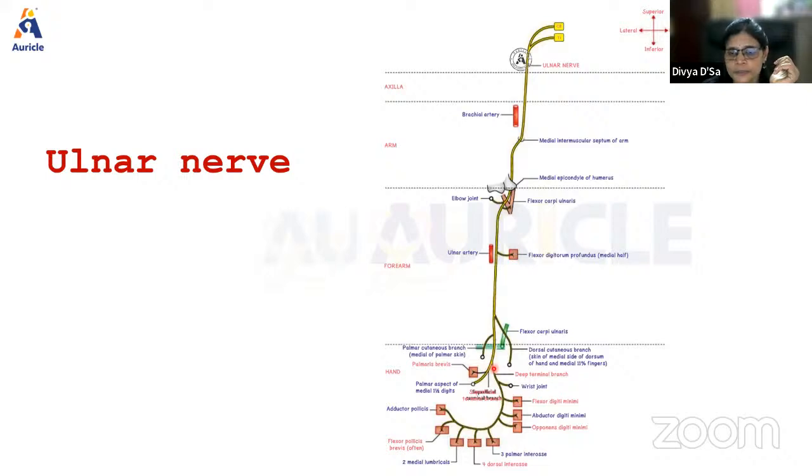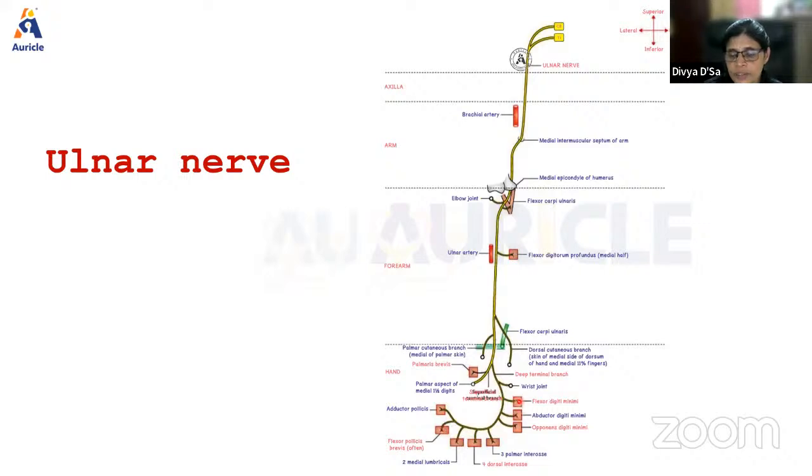Then it will pass beneath, and here it will give the terminal branch. This is the deep terminal branch. The deep terminal branch will supply the wrist joint. Then it will also supply the intrinsic muscles.